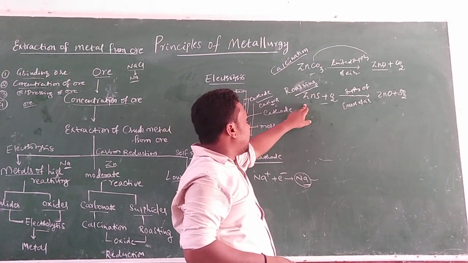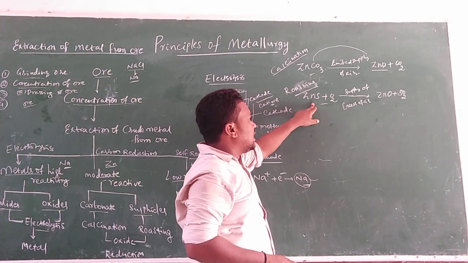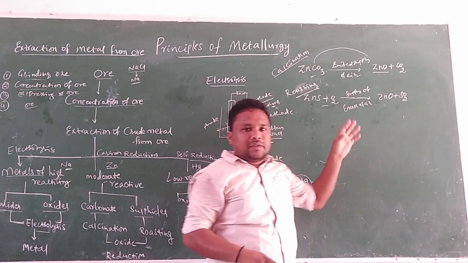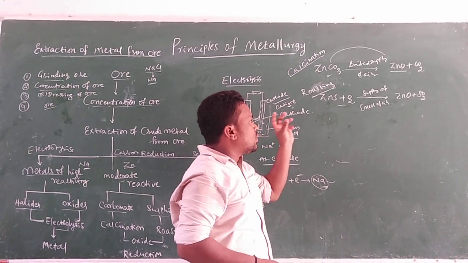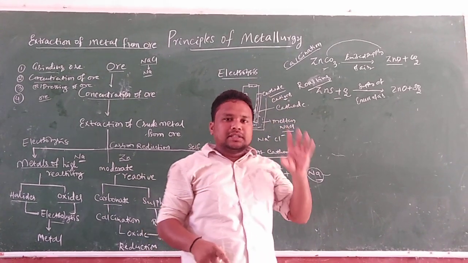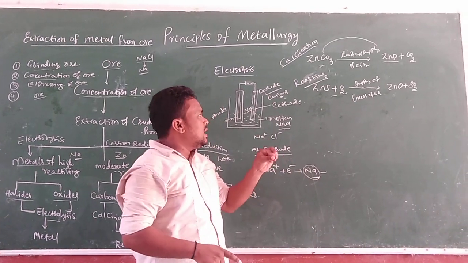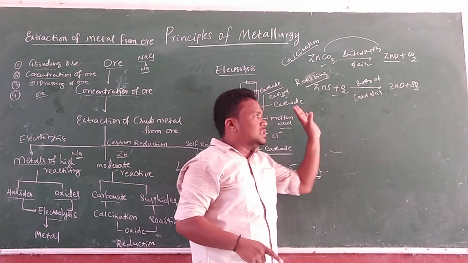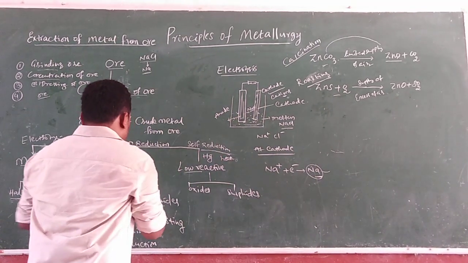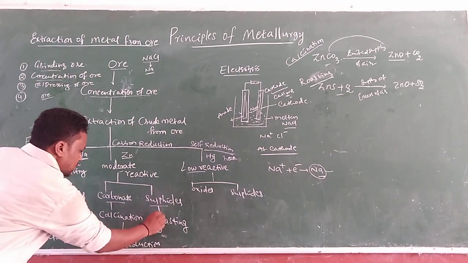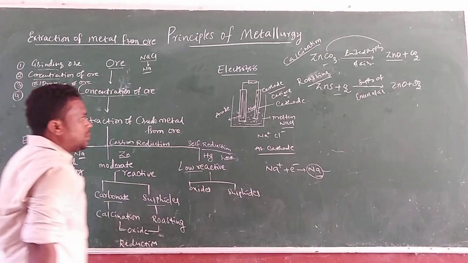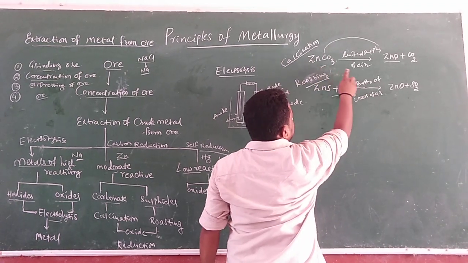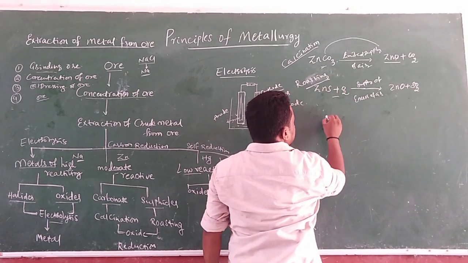roasting. Roasting can be defined as the sulfides of the metals being converted into oxides of the metal in the presence of excess of air. In the examination, you need to write the definition as well as the chemical formula. This is about roasting and calcination. Then calcination and roasting completed. The new product found is zinc oxide. Yes, in both calcination and roasting, zinc oxide is found.